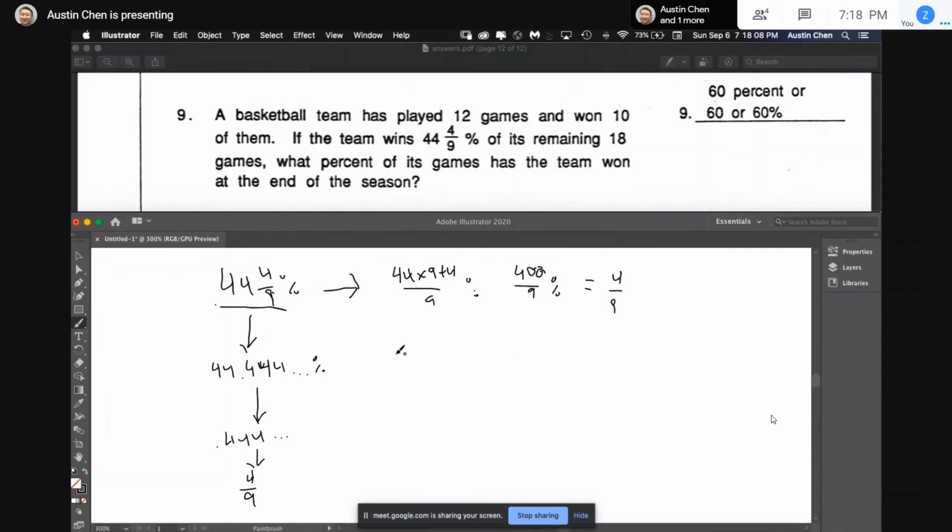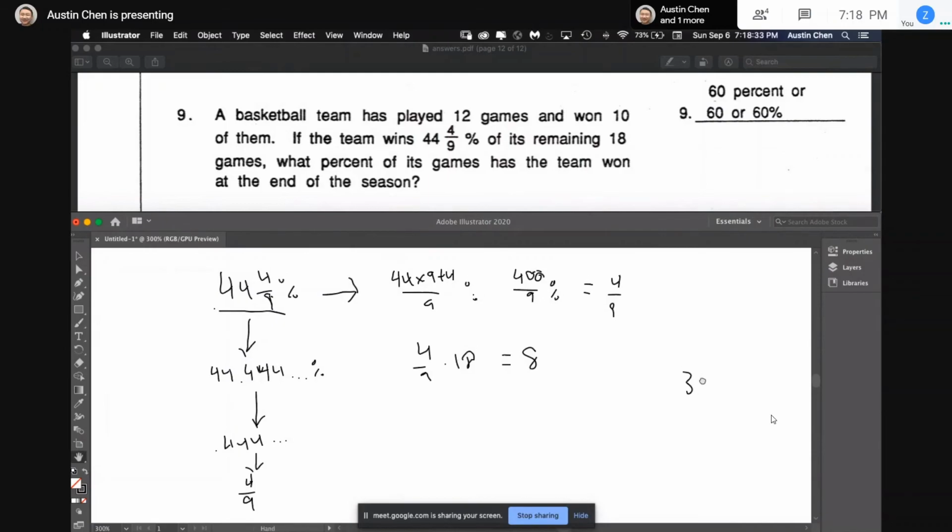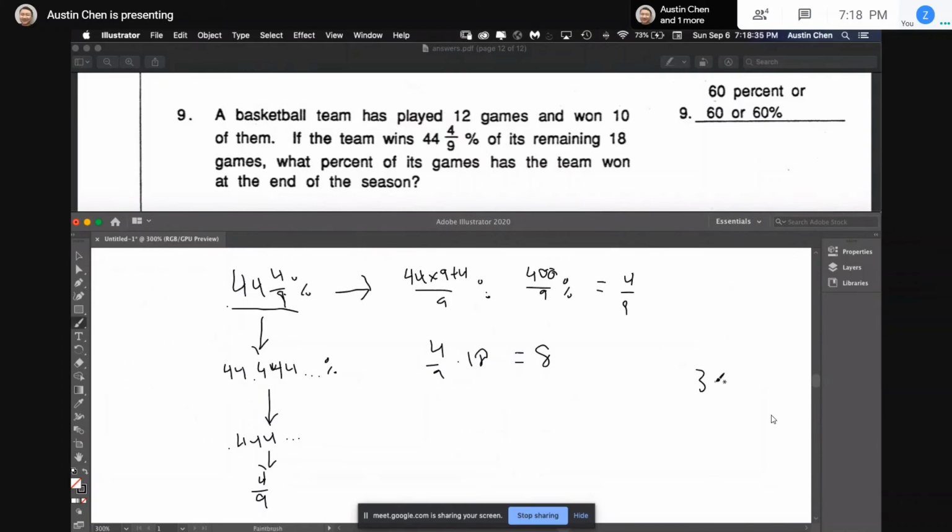Okay, so 44 and 4/9% equals 4/9, and we can just multiply this by the 18 games they played to find how many of those 18 games they won. And 18 over 9 is 2. 4 times 2 is 8. Now let's find the total number of games they played, which would be 12 of these and then 18 of these. So they played 30 total games. And they won 10 from there, and they won 8 from there. So they won 18 total games.